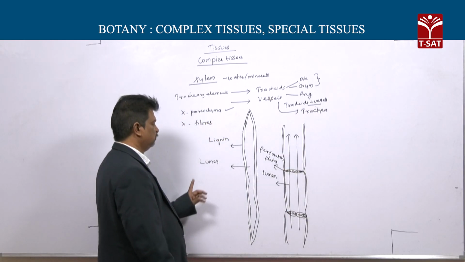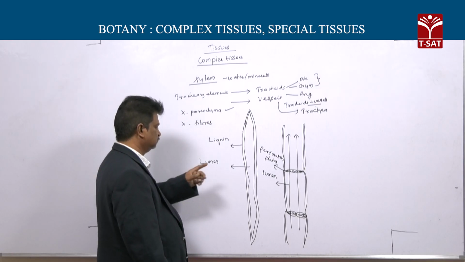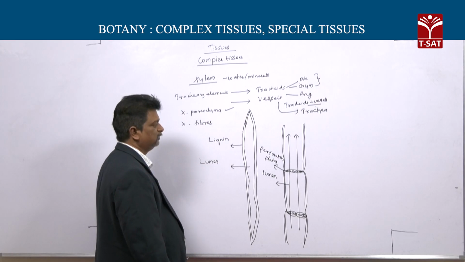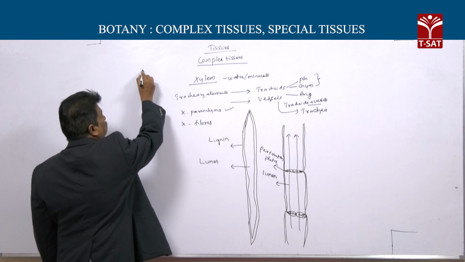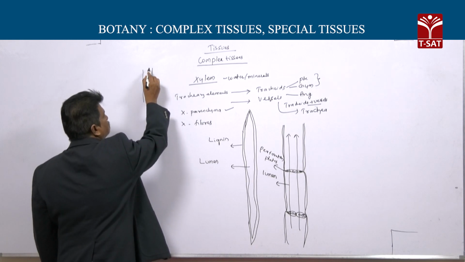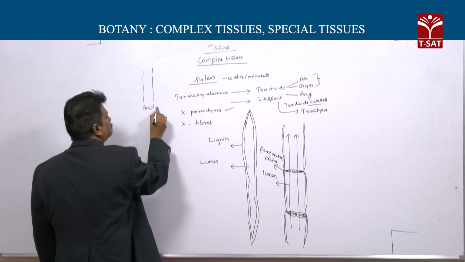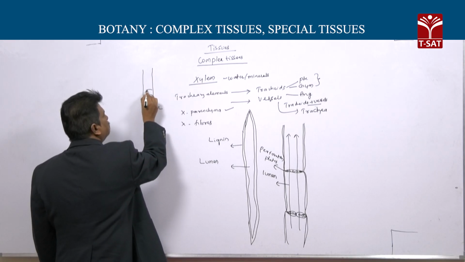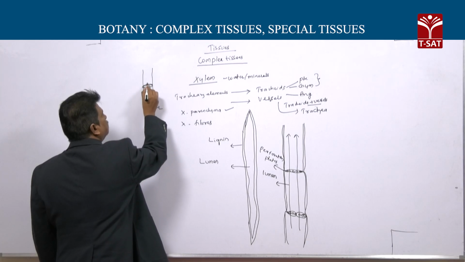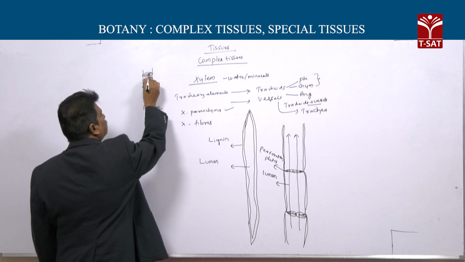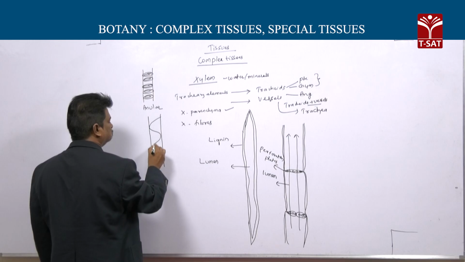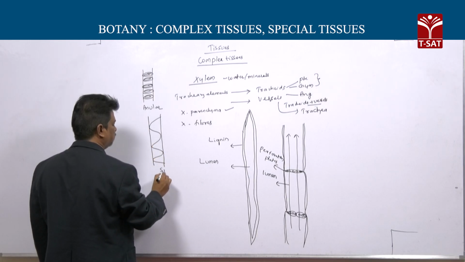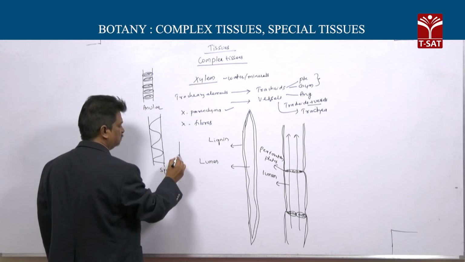So in both the tracheid and vessel, the secondary wall is made up of lignin. But this lignin deposition is of different types. One is called annular. Annular means that lignin deposition is ring-like. If lignin deposition is ring-like, it is called annular. Then the second one is spiral. Spiral means the deposition is spring-like.